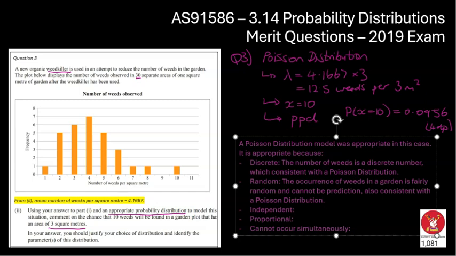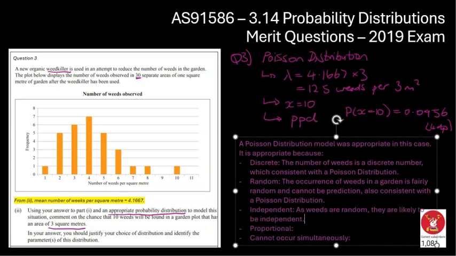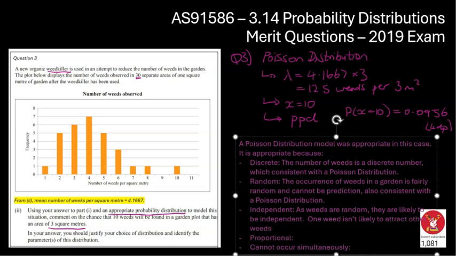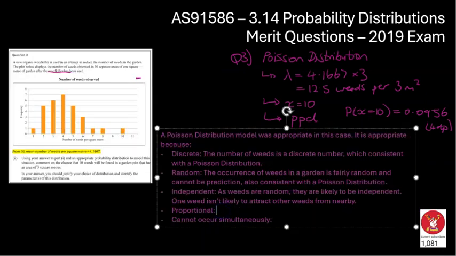Independent. Is the occurrence of one weed likely to be independent? Probably. Because of the randomness above, it makes me think they're independent. As weeds are random, they are likely to be independent. One weed isn't likely to attract other weeds from nearby. So it's not like they're calling their mates and asking them to come over or anything like that. Just edited around so got more typing room.